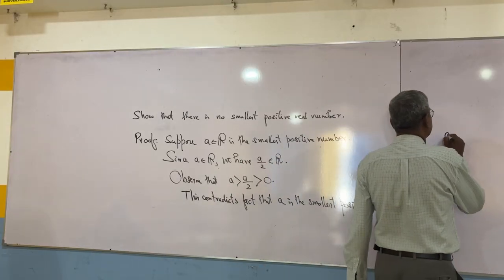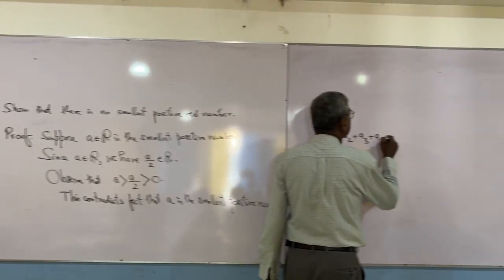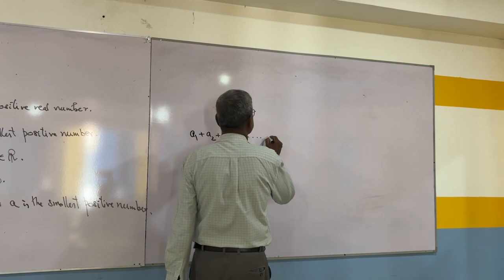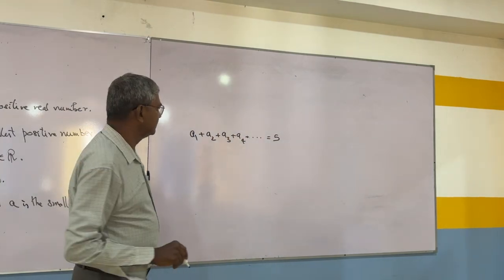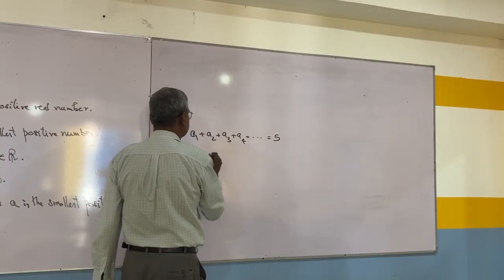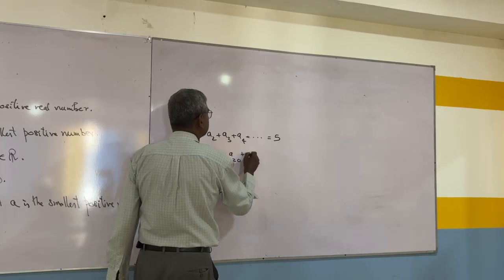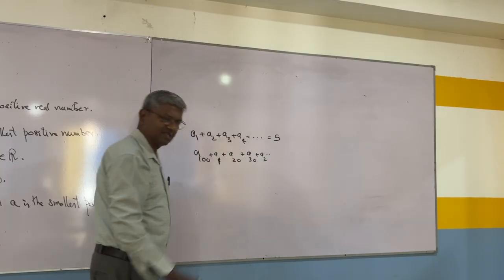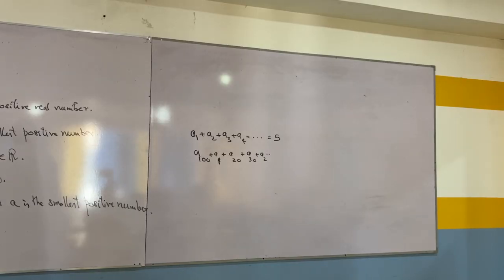Suppose you have a bunch of real numbers, say A1, A2, A3, A4, like this. You add them, and suppose it converges to 5, for instance. He is asking, suppose you rearrange this thing. I write first one A100, second one is A1, third one A220, A30, A2, like this, some kind of rearrangement. Will we get the same sum? That's what he is asking. What do you think?